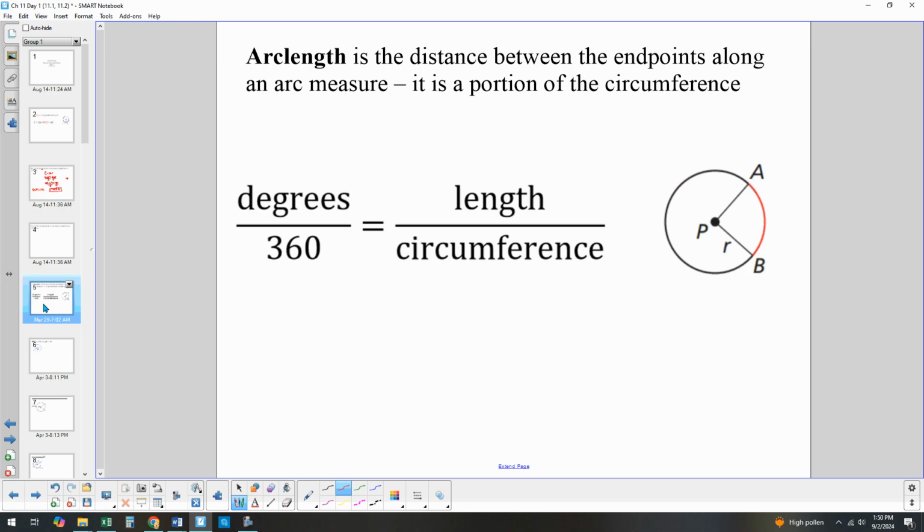Since it's a portion of the circumference, we're going to set up a proportion using the ratio of degrees to 360. And then on the other side, it's length of the arc over the circumference of the circle. I didn't put any formula here for circumference. I didn't put 2 pi r, pi d, or C, because it will change depending on what the problem is either giving you or asking for.